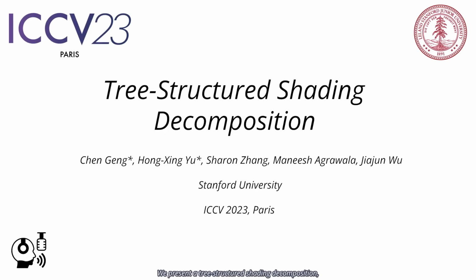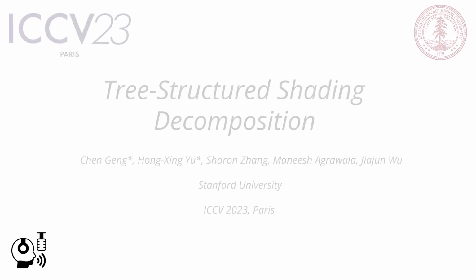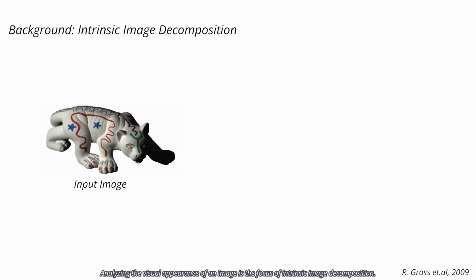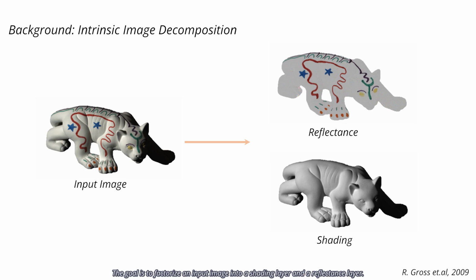We present a tree-structured shading decomposition, a pipeline to obtain a tree representation for object shadings. Analyzing the visual appearance of an image is the focus of intrinsic image decomposition. The goal is to factorize an input image into a shading layer and a reflectance layer. However, typical representations are highly limited and difficult to edit.